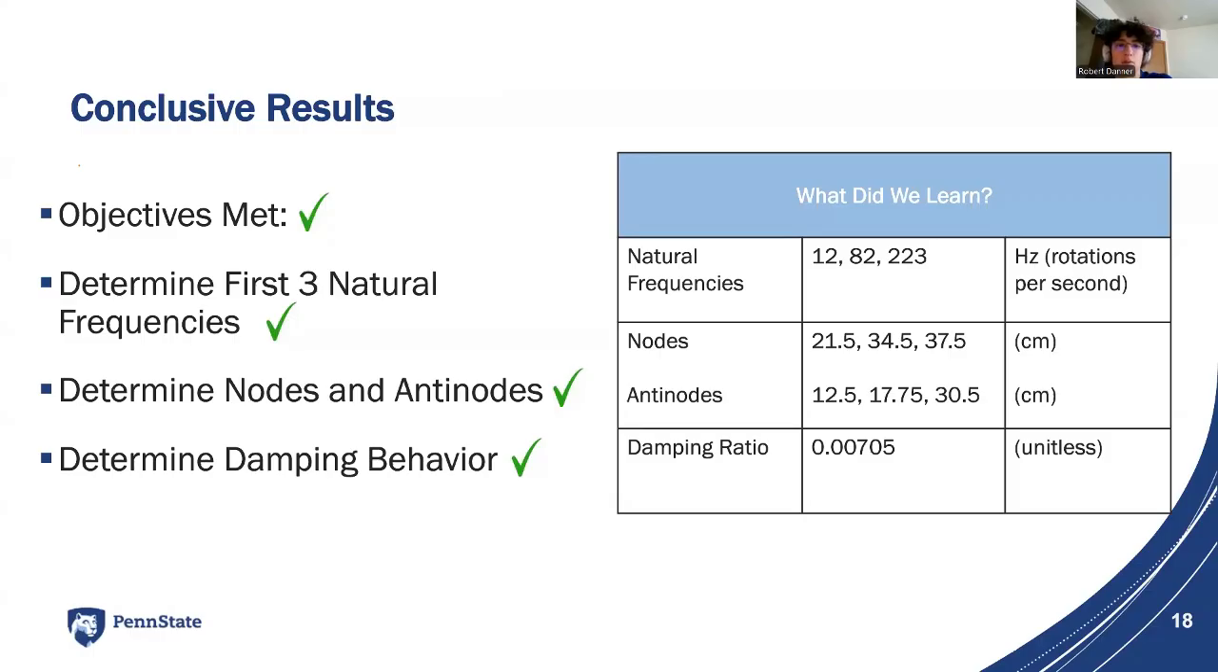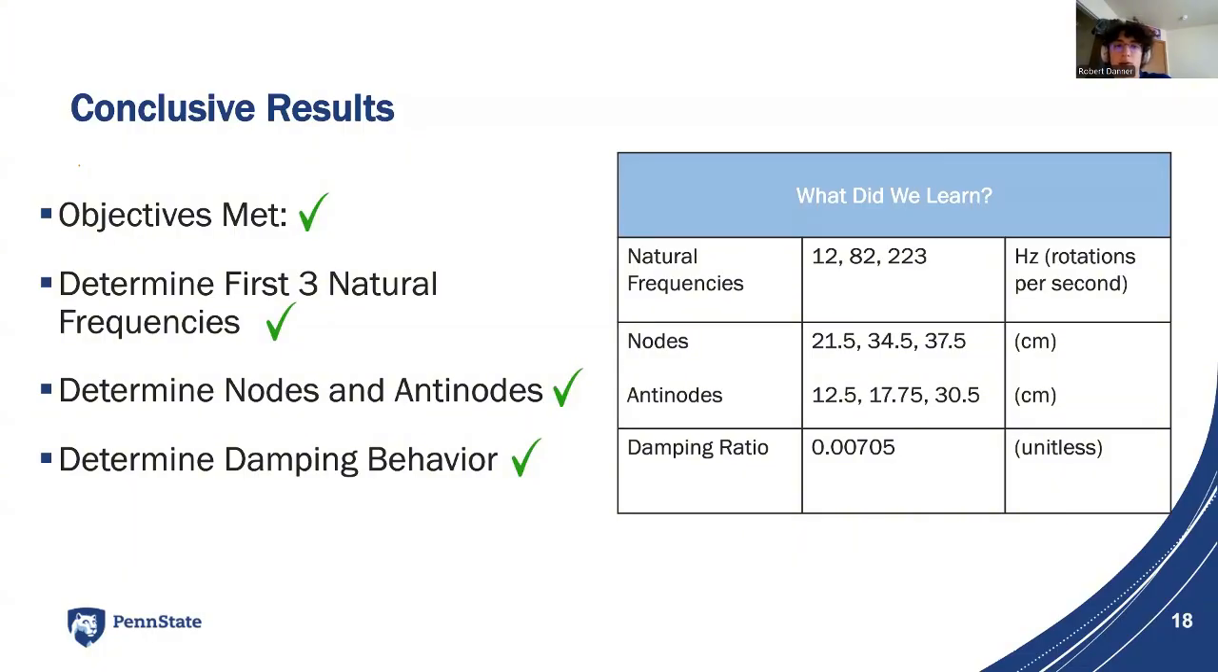Hello, my name is Robert, and I'll be concluding this presentation by restating the experimental objectives and how well we achieved them, the most meaningful things we learned, difficulties encountered in the experiment, experimental repeatability, and suggestions for future work. The three primary objectives for this lab, as stated, were to determine the first three natural frequencies, determine nodes and antinodes, and the damping behavior.